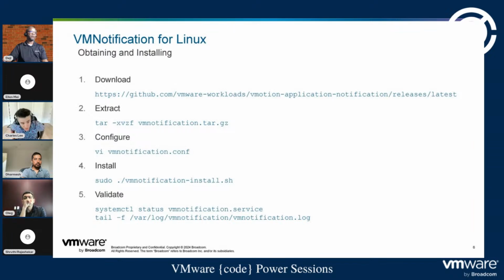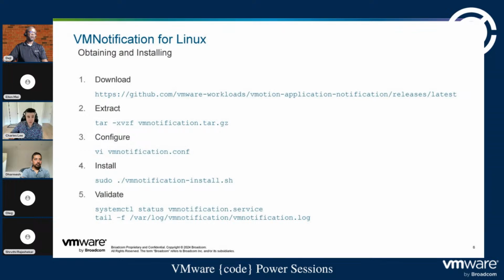Now, in terms of the installation, we've also tried to make this as absolutely simple as possible. So we have releases published on our website, on this GitHub repo. And the installation is as simple as downloading a release bundle, extracting the contents, configuring the configuration file, running the installer, and then just validating to make sure that the service is running. And this can be done by checking the actual vMotion notification service and checking the log files to see if it is running and executing, and we're seeing the correct output.